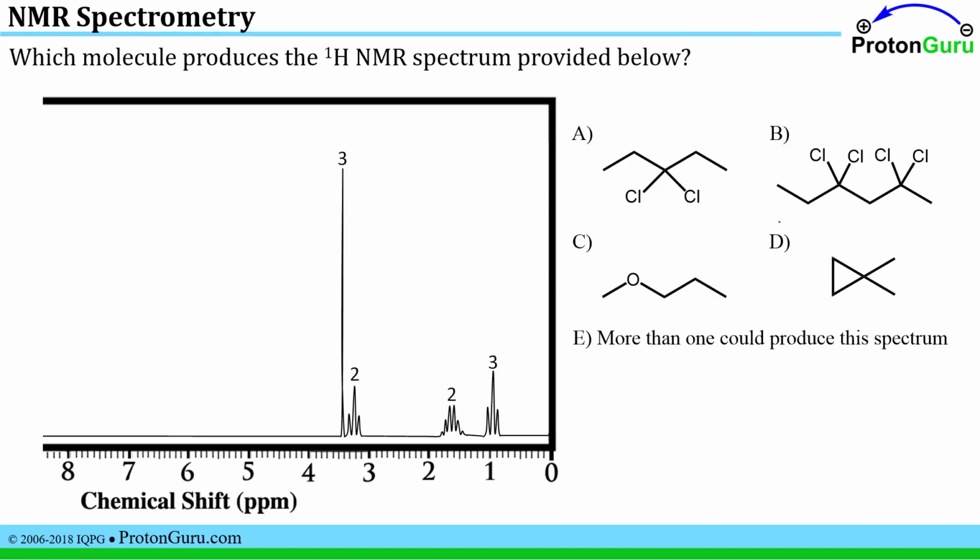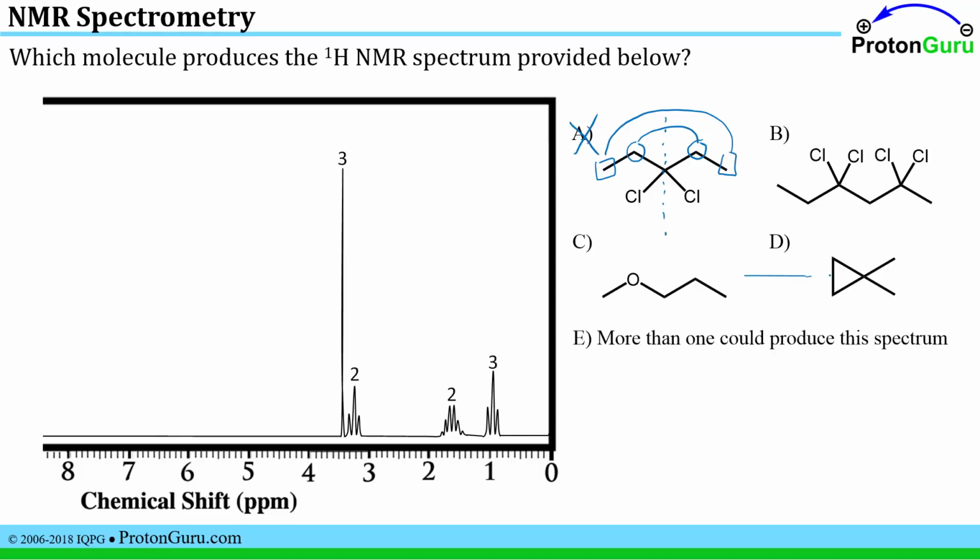Well, let's try another one. If we check how many signals we would expect for each of these choices, we have to be cognizant of the possible symmetry. For example, the symmetry plane here means that these 2 CH2s are equivalent. That will give us 1 signal for those. These 2 CH3s at the end are also related by symmetry. We should only get 2 signals if compound A were giving us a spectrum. In this case, we can rule it out because we have 4 signals.